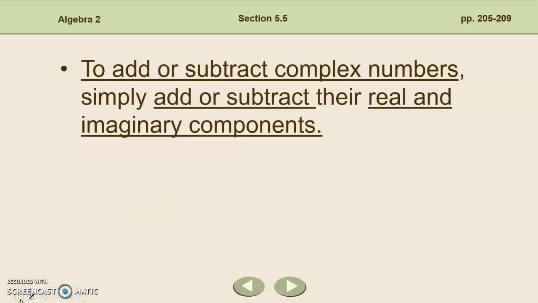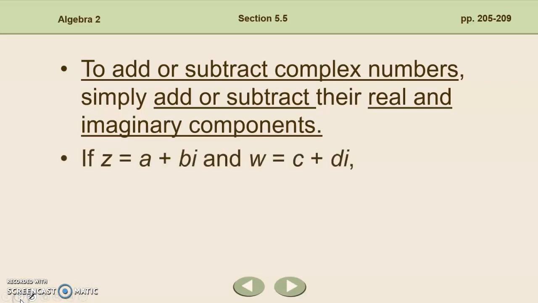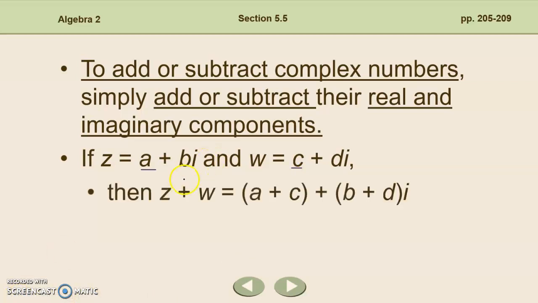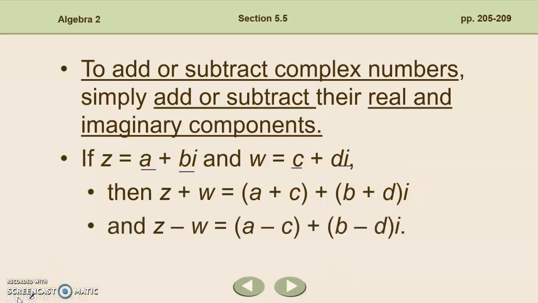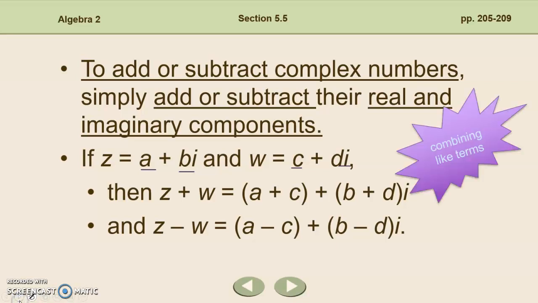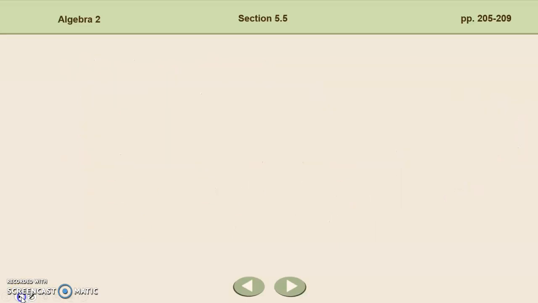When adding or subtracting complex numbers, we would add or subtract the real number and add or subtract the imaginary component as well. If z equals a plus bi and w equals c plus di, we would add or subtract, depending on the sign, our real component and add or subtract our imaginary component. So we would add a plus c and add b plus d in front of our i here. If we're subtracting, we would take a minus c and b minus d. We would then combine any like terms that need to be combined to simplify.